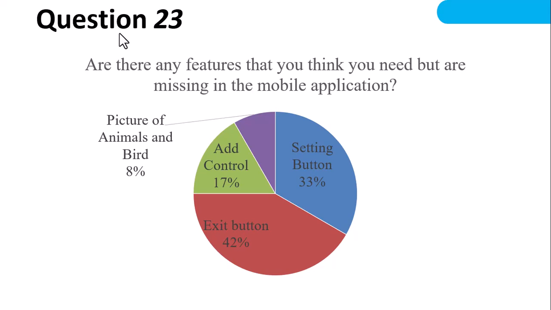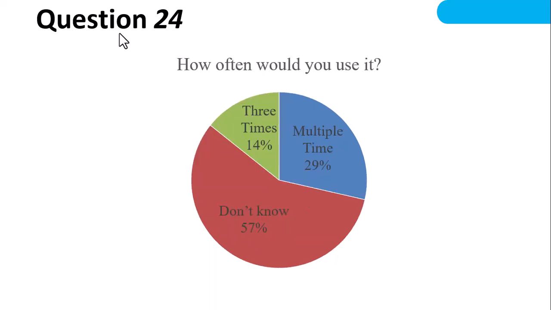And 17% people said that there should be a control button. And 8% people said that pictures of animals and birds should be the same as per real pictures of the animals and birds. This is some basic question that I have also asked in the interview.